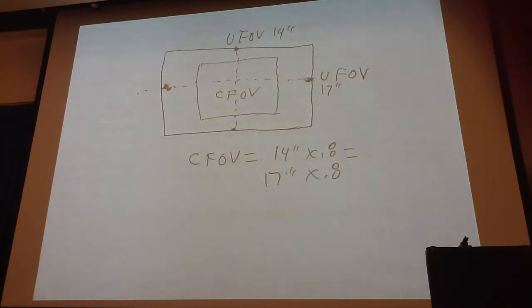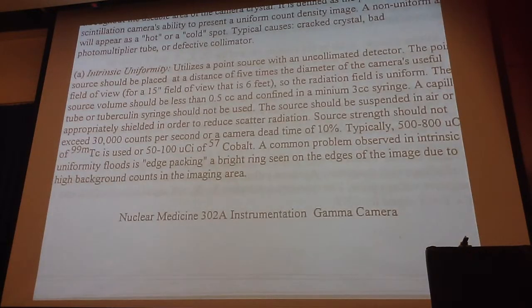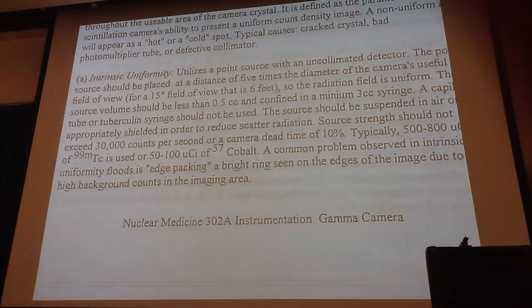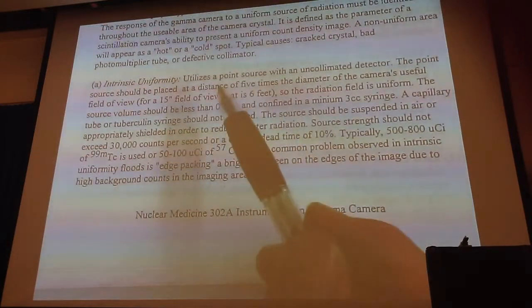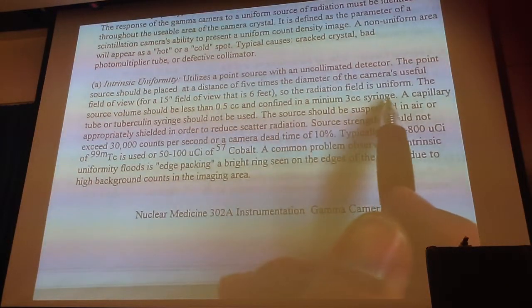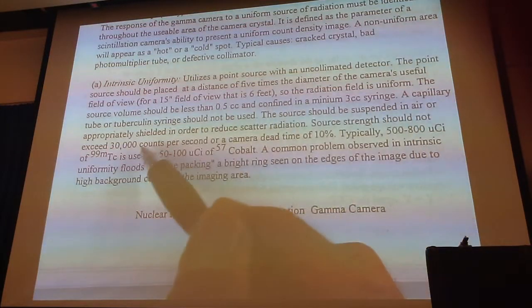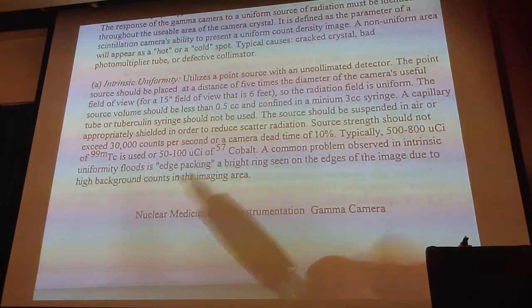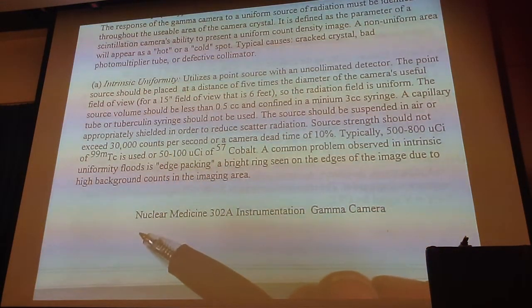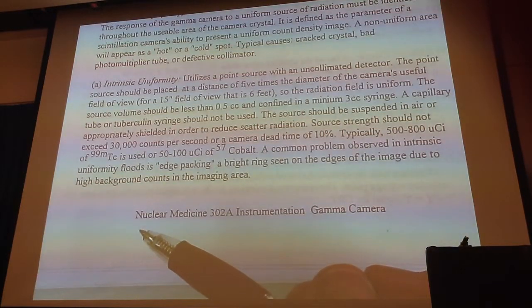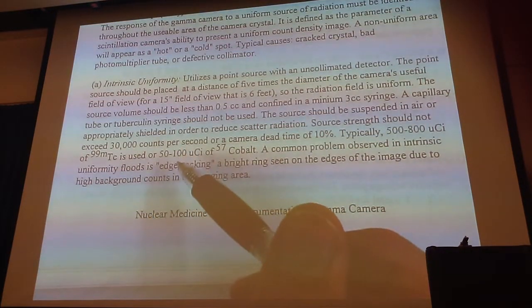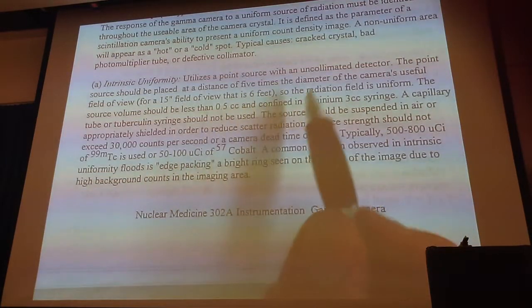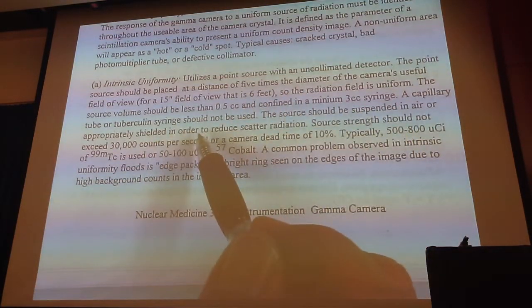But here's the problem, especially with using a point source. First of all, you have to make sure that it's a point source. So I said here, less than half of a cc in a 3 cc syringe. A capillary tube, does everyone know what a capillary tube is? It's what they used to use to draw blood. You stick yourself, and it's like a little tiny glass thing that sucks. Don't use those, because that's not going to be a point source anymore. It says a capillary tube or TB should not be used.